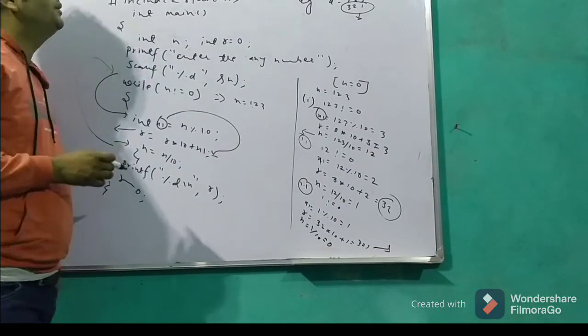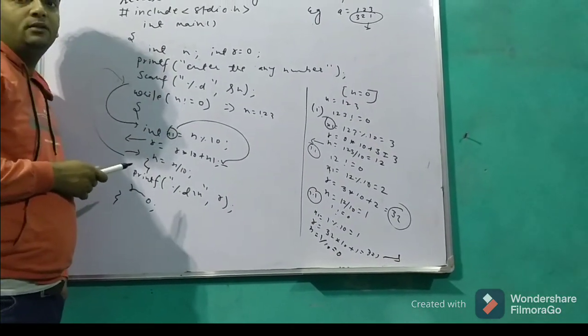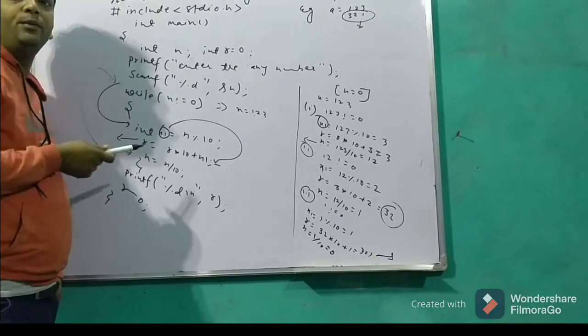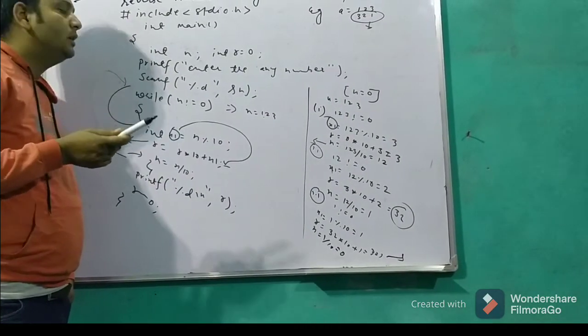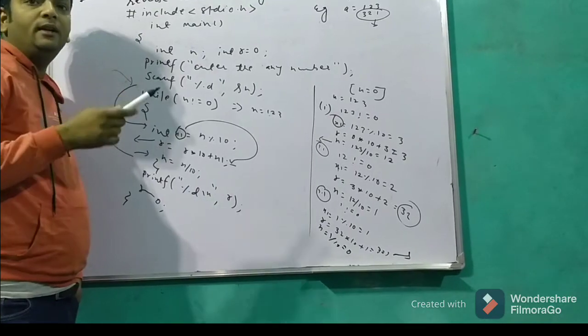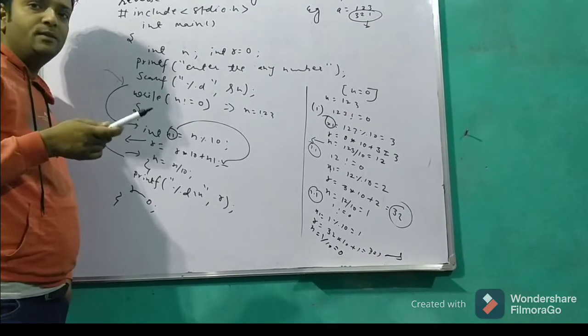In this way we can use the logic of reverse number in the while loop. You can use any loop. Just print the number. This value keeps on iterating until our condition mismatches.